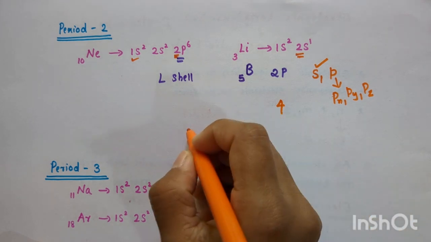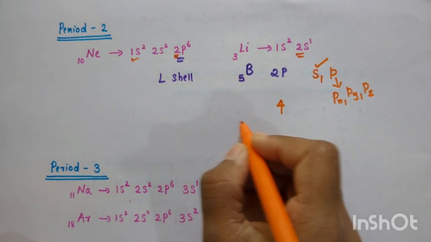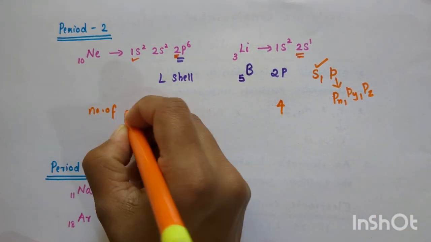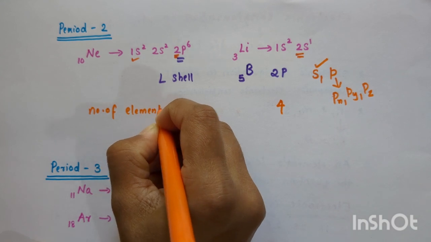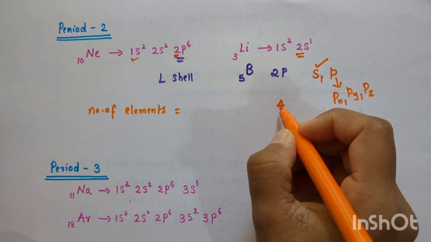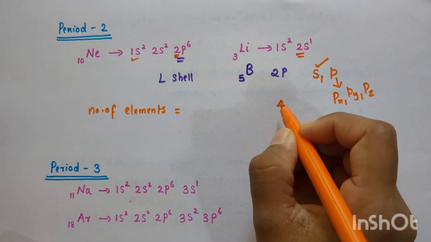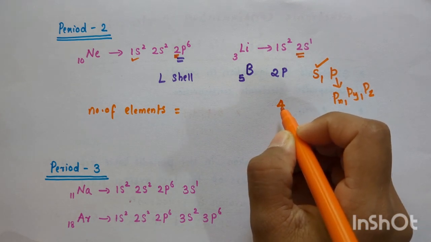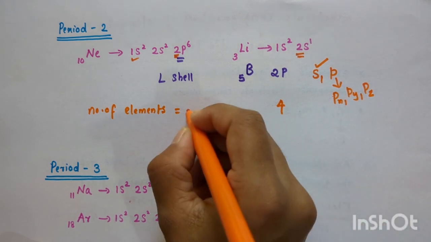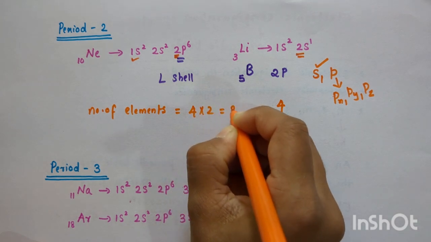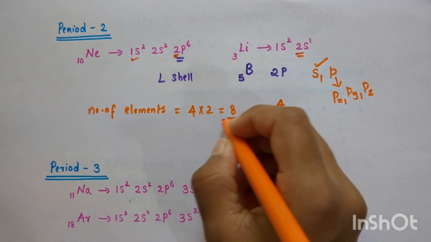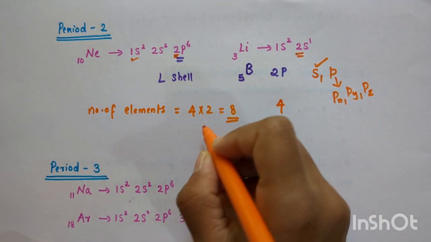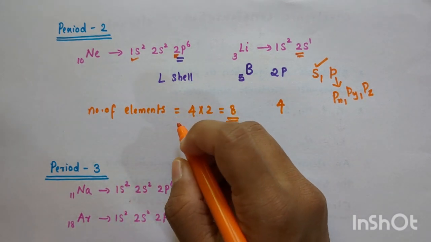So the number of elements available in the second period will be what? It will be equal to twice the number of orbitals available. The number of orbitals available for the second period elements is 4, so twice 4 is equal to 8. So there are 8 elements in the second period, as we have discussed earlier.